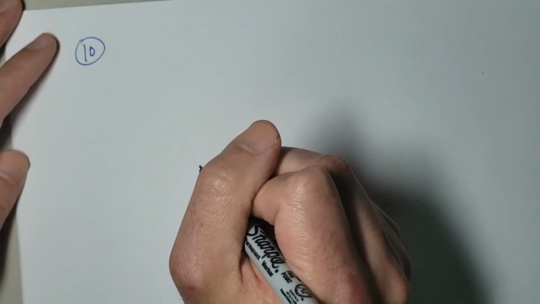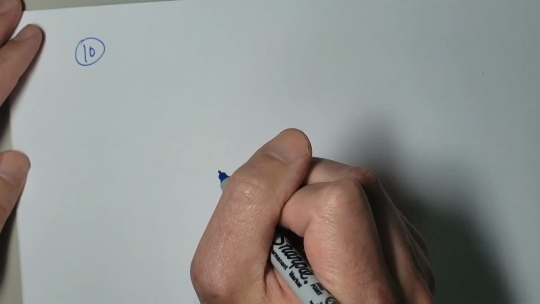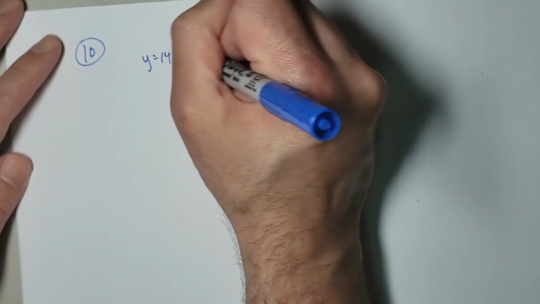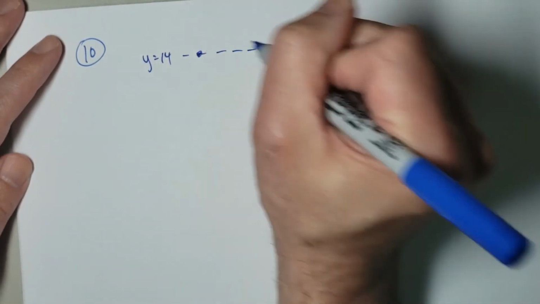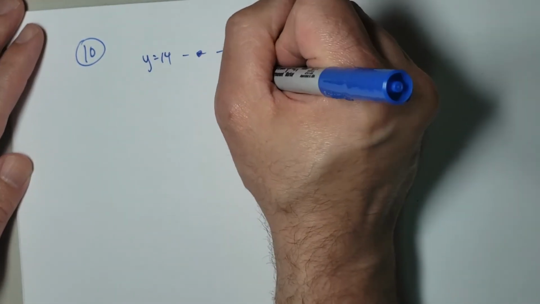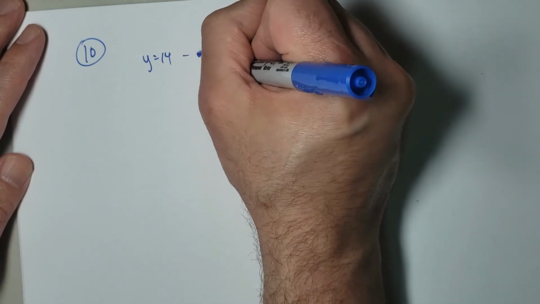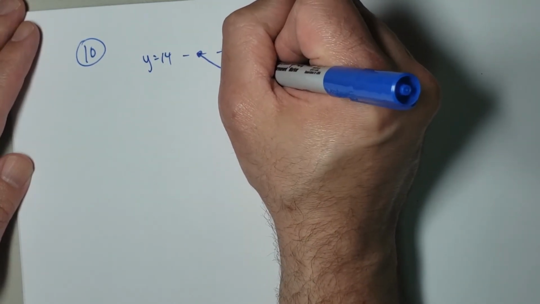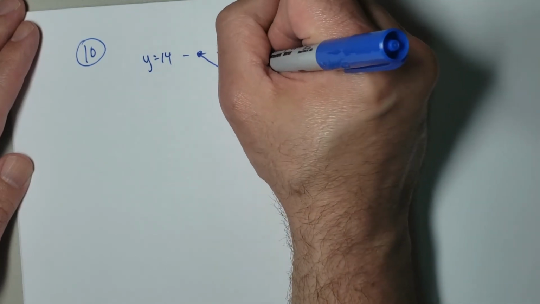Number 10. The function starts its midline at 14. So the problem tells us the midline is 14, and it's starting there at time 0. It takes 15 seconds to reach its minimum of 5, and then that's it.